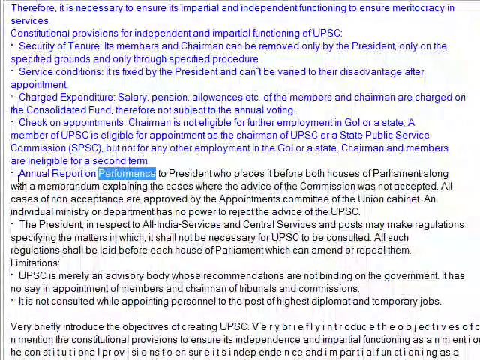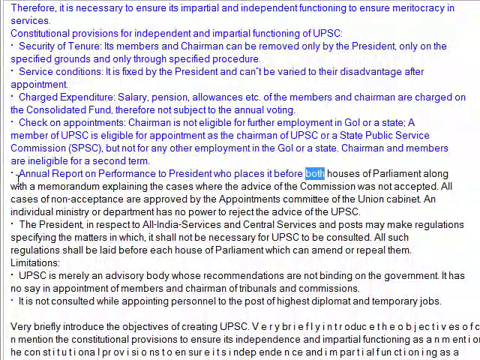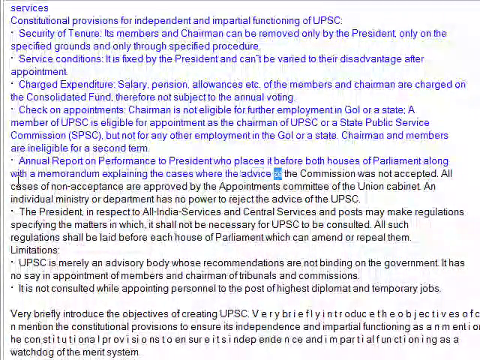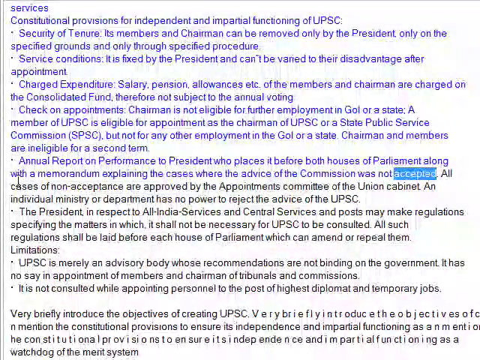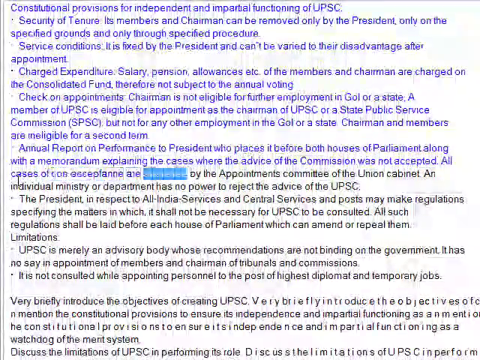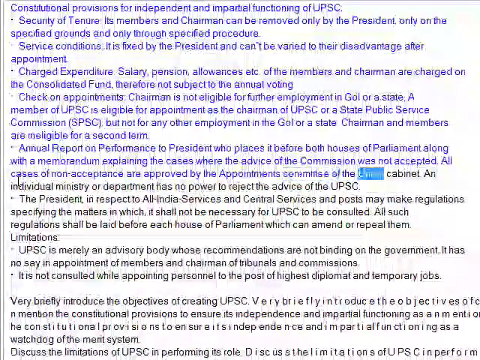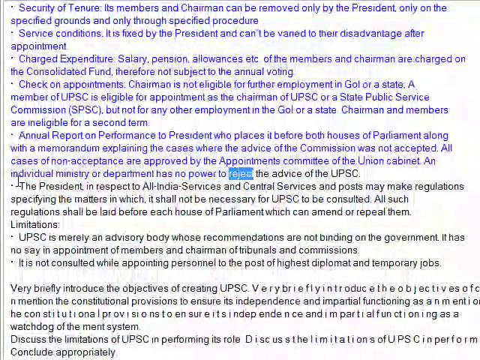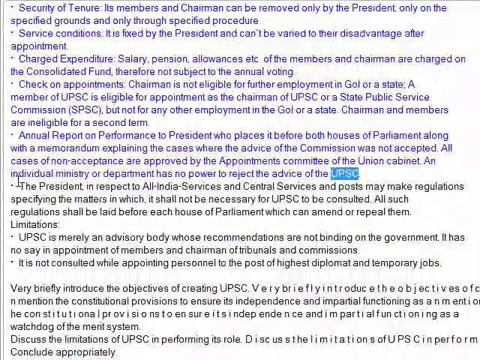Annual report on performance to President, who places it before both houses of Parliament along with a memorandum explaining the cases where the advice of the Commission was not accepted. All cases of non-acceptance are approved by the Appointments Committee of the Union Cabinet. An individual ministry or department has no power to reject the advice of the UPSC.